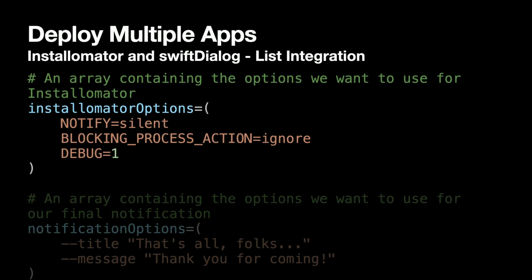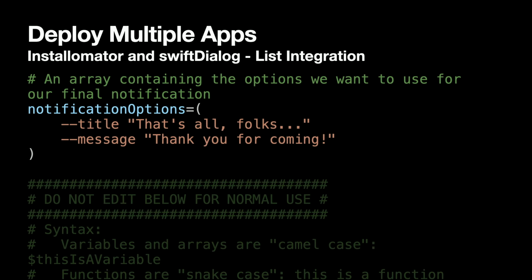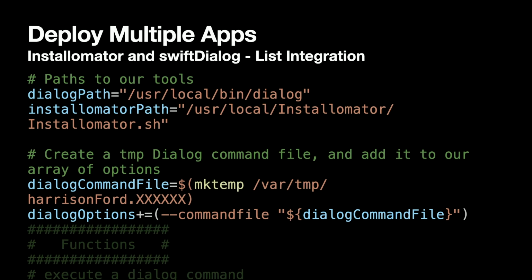Another array to include the Installomator options I want to pass for each and every run of Installomator as we go through this. And notification options, because once my list is done, I'm going to send a notification center event with this content using swiftDialog again. Here I am, so that was the whole customization section.